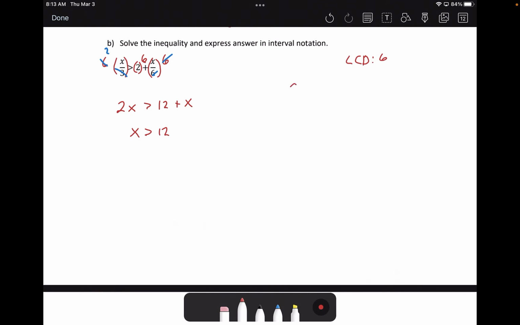From here we can graph. Open circle on the 12, and we're shading to the right because we want x to be greater than 12. And that makes the interval notation a little bit easier. On the left we have an open parenthesis on 12, and we go to positive infinity, open parenthesis.